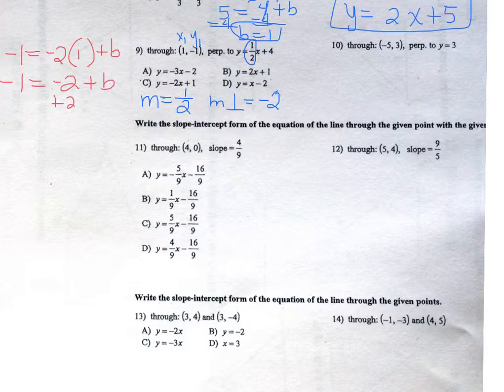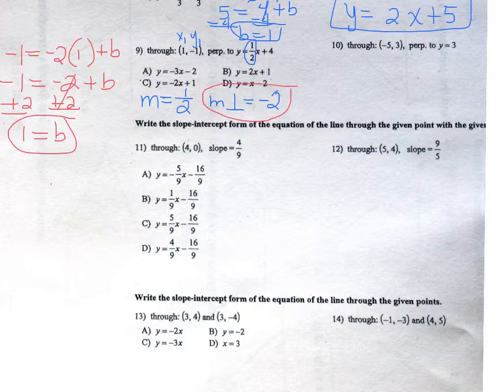Add 2. You add 2 to get rid of the -2, you do the opposite. So 1 equals b. Okay, I got it. So the slope should be -2 and the y-intercept to be 1. Okay, here it is. That is letter C.